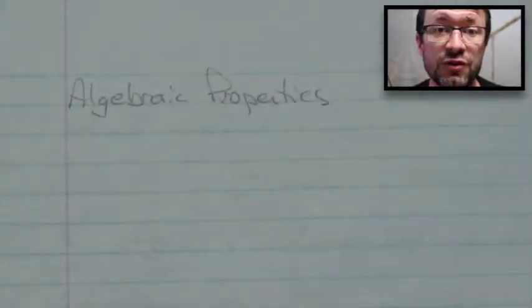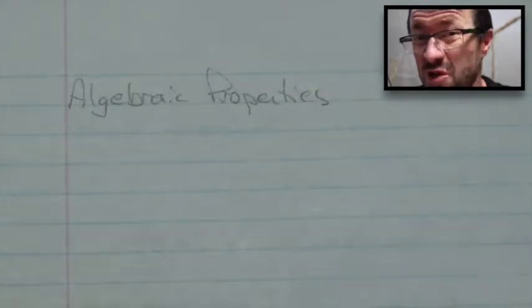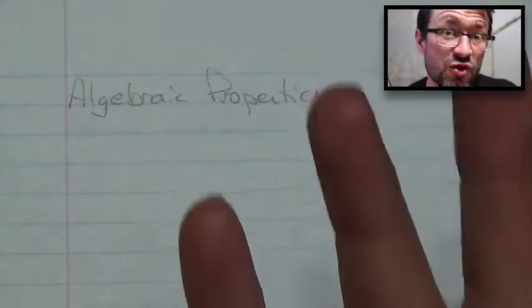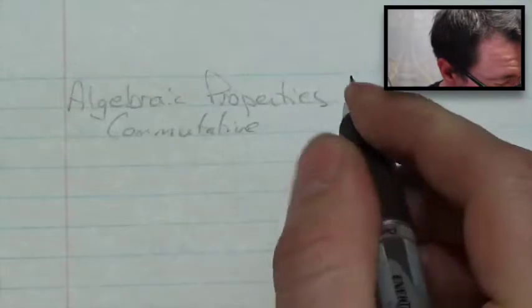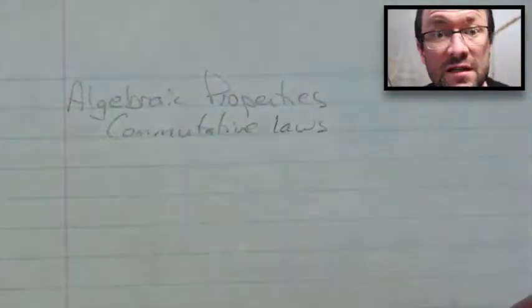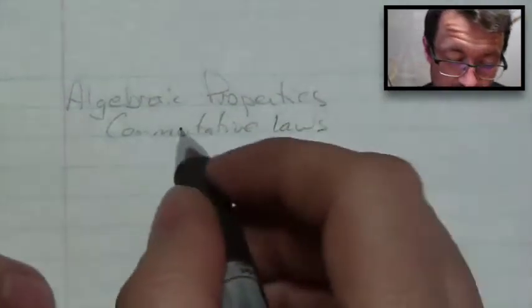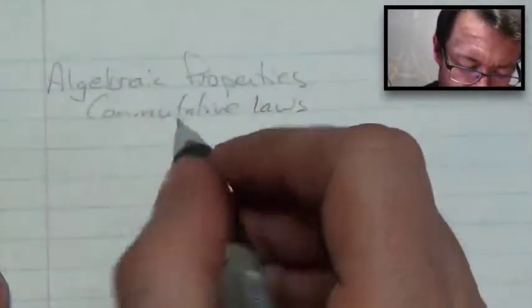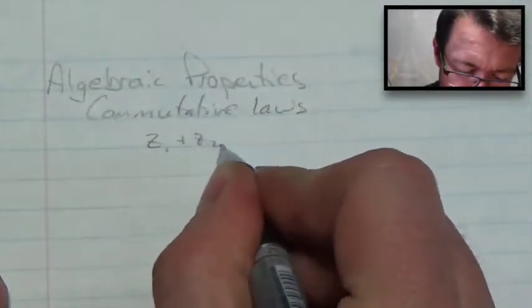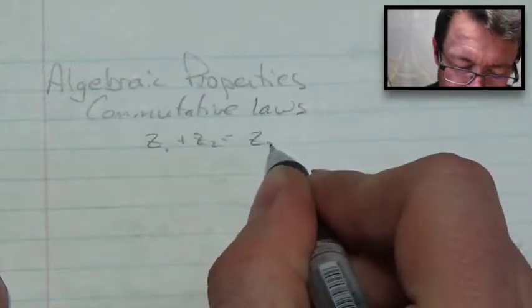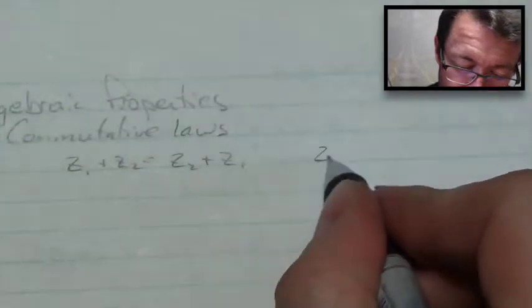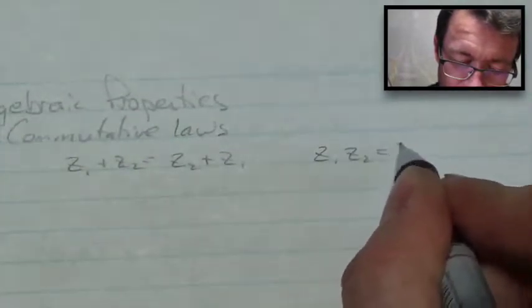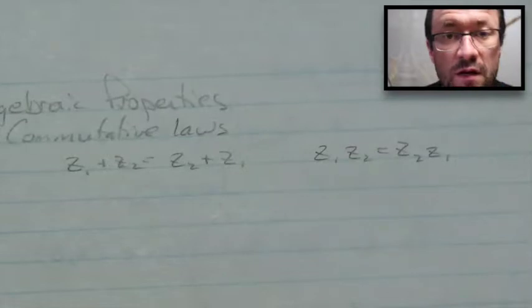Some of the algebraic properties that we want to look at are properties that you are already very familiar with. We're just going to show you how they relate to complex numbers. For example, the commutative laws, I suppose, because we've got addition and multiplication here. If we've got two different complex numbers, z1 plus z2 is the same as z2 plus z1. With addition, order doesn't matter. And I can say the same thing about multiplication. z1 multiplied by z2 is going to equal z2 multiplied by z1.